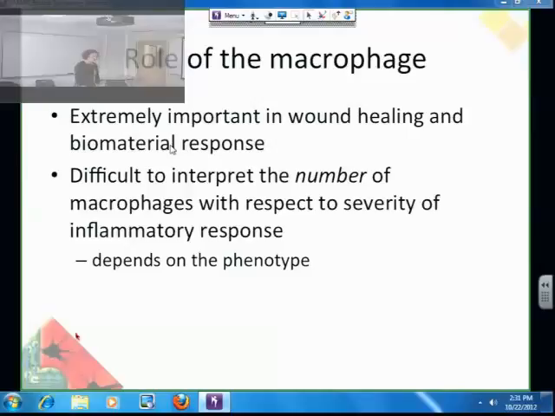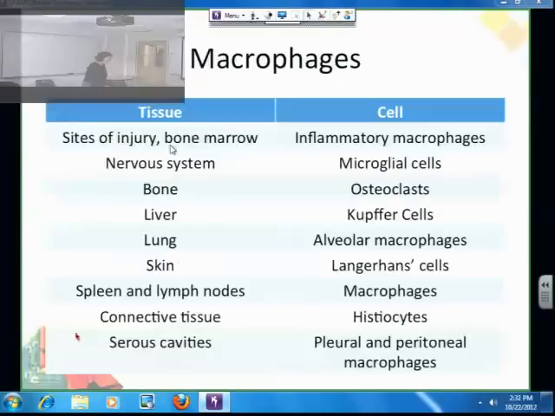But I really caution against making any conclusions about the number of macrophages without knowing their phenotype, because it was just discovered in the last 10 or 15 years that macrophages can exist as an extremely inflammatory phenotype that just degrades things and causes inflammation, or as a pro-healing phenotype that actually promotes healing. We're going to talk about that in more detail next term, but I wanted to say this now so that you understand that they're important, but you should also be careful about making conclusions about the number of macrophages. There are different types in different areas of the body.